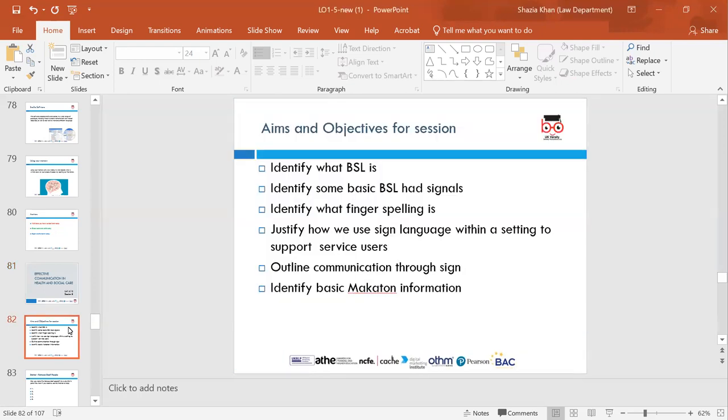So in this session, we're going to be looking at identifying what BSL is, identifying some basic BSL hand signals, identifying what finger spelling is, and justifying how we use sign language within a setting to support service users, for example the healthcare profession. We'll outline communication through sign, and also identify basic Makaton information.